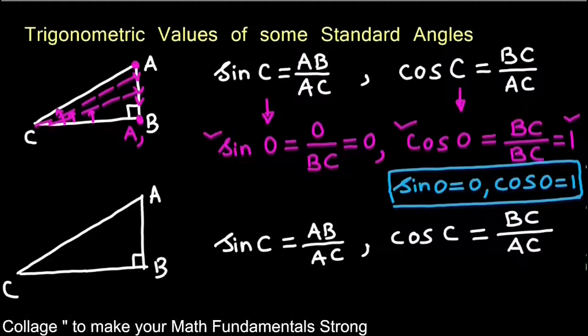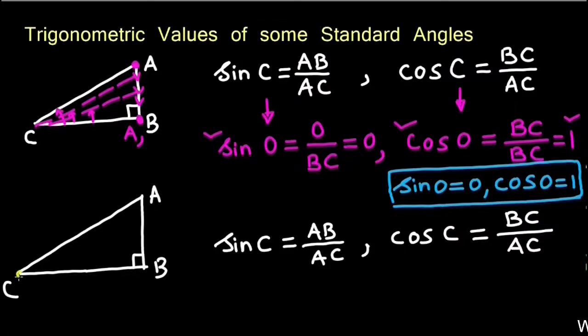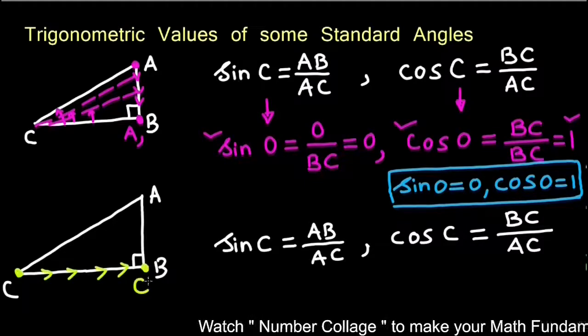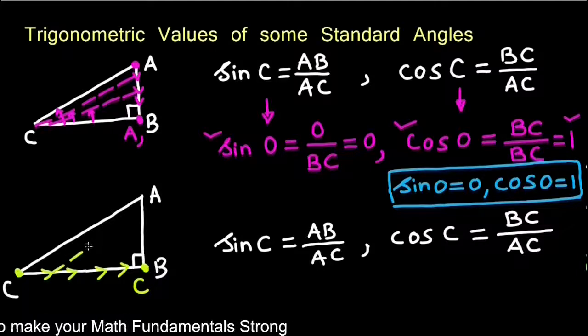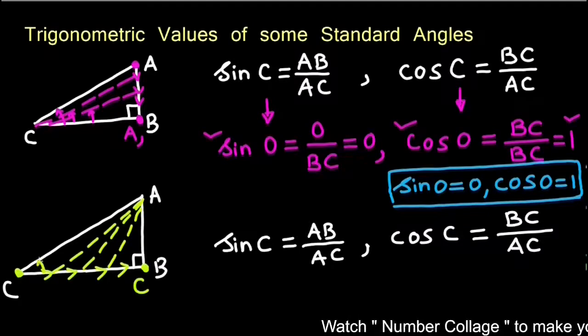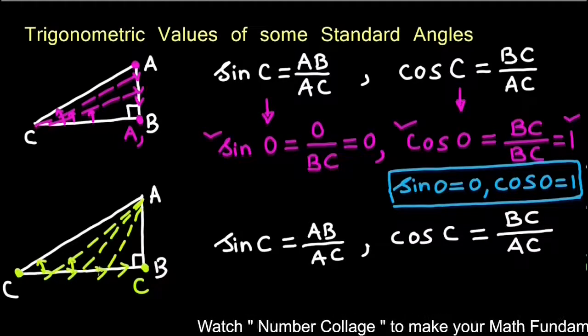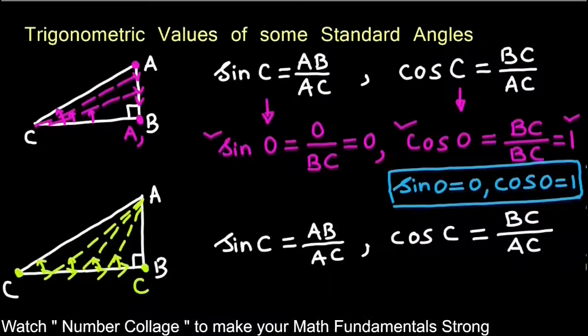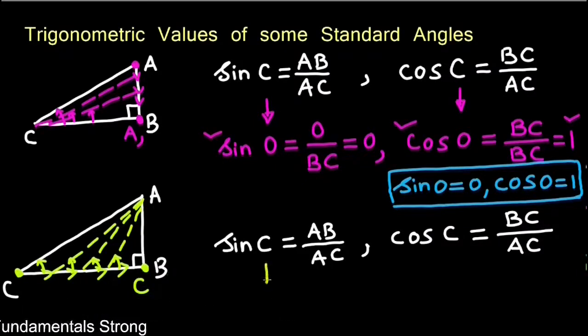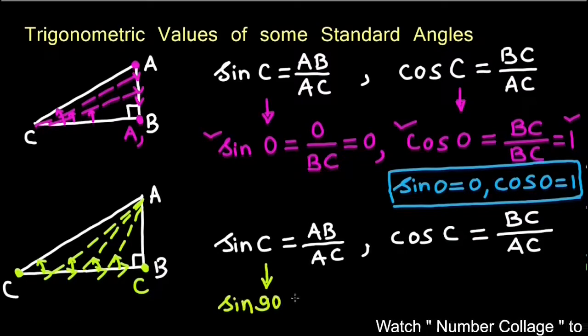Now consider a situation in which point C is slowly approaching point B and finally coincides with point B, and during that period hypotenuse AC will take positions like this, and we observe that angle C is slowly increasing, and finally when point C and B coincide, angle C will become 90. So we get sin 90 equals.